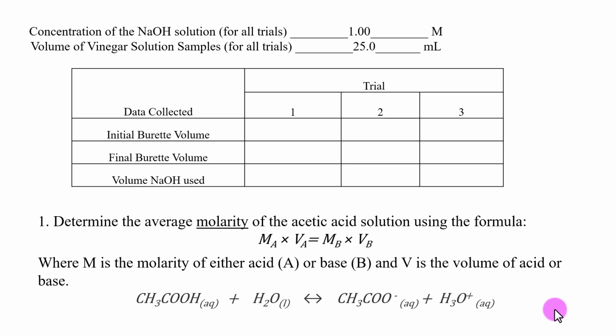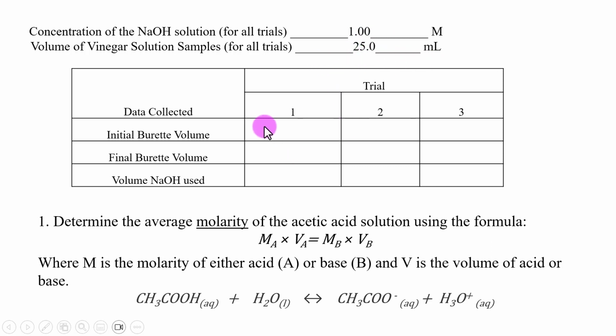In this video, I am going to walk you through the calculations for the titration of an acid. You are going to do the calculations for titration of the vinegar with a strong base, and your base is sodium hydroxide. There are a few things that are given to you. The molarity of the base is given and is the same for all three trials. And the volume of the acid solution is the same for all three trials, and it's 25 milliliters.